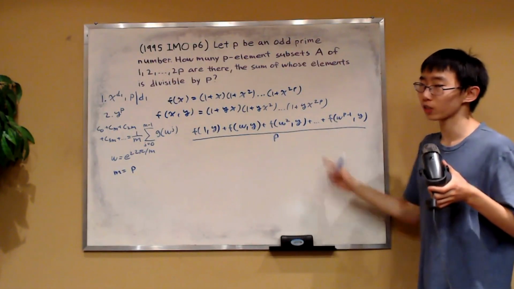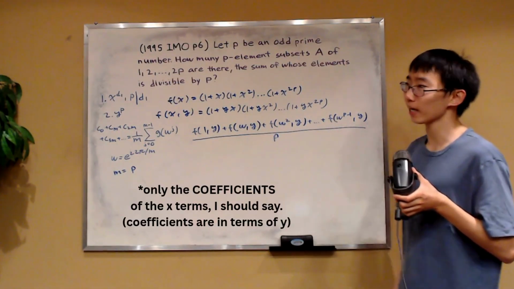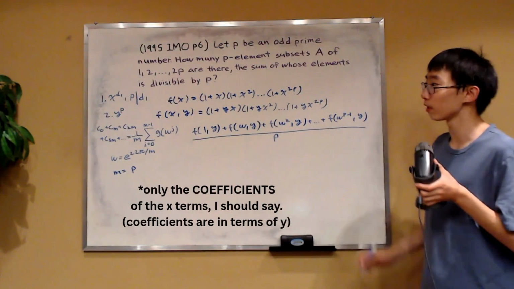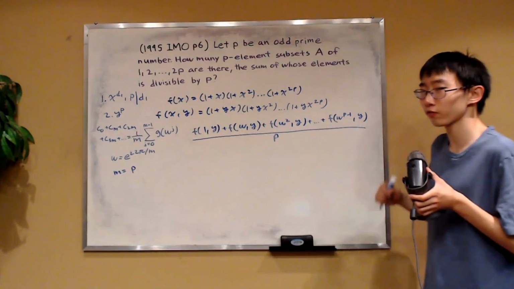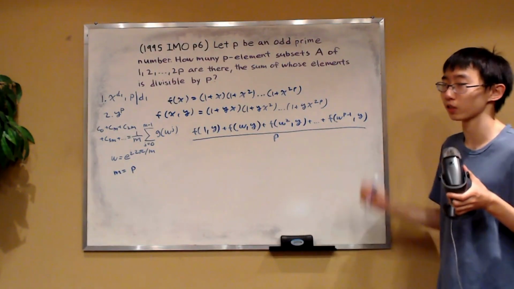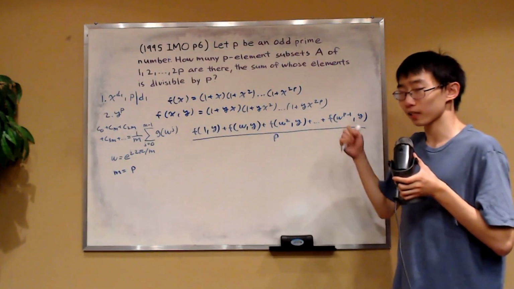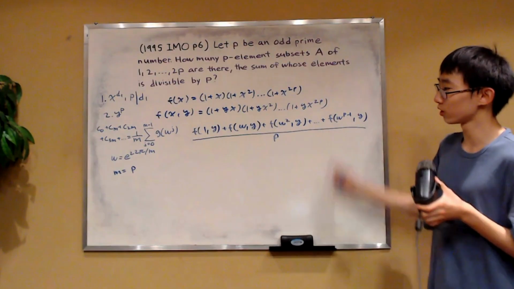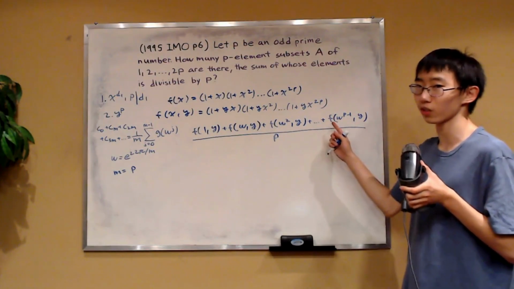So this function has only the x terms where x is raised to some power divisible by p. The y is still left untouched. We treated it as a constant, right? We're going to filter that out later, but as of right now, we've achieved our goal for x. We just need to evaluate this because this does not look pretty.